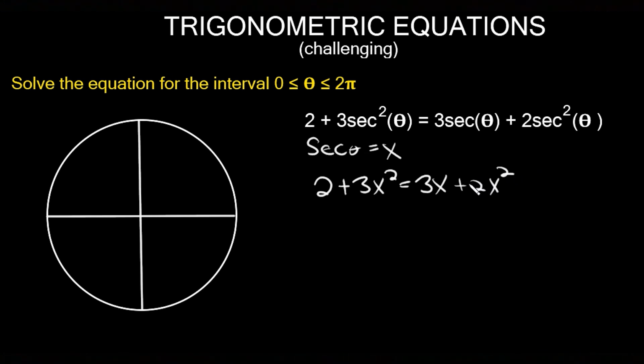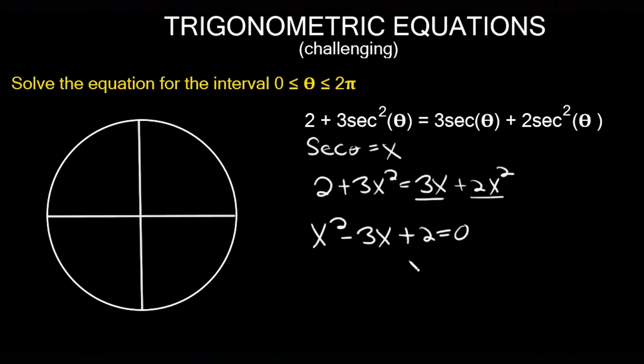Again, how do we solve quadratics? Well, we set them equal to 0, we factor and solve. That's what we're going to do here. So we have to move over 3x, and we also have to move over 2x squared. We're going to end up subtracting both of them. When you do that, you get x squared minus 3x, and then plus 2. This is all equal to 0.